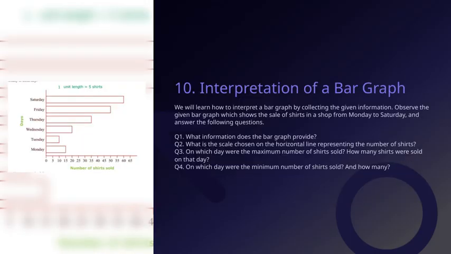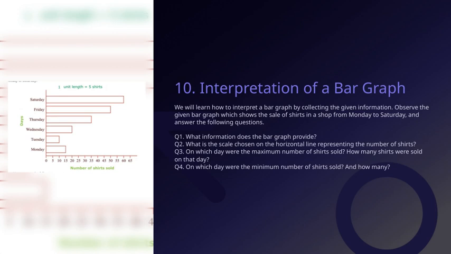Let's take a closer look at how to interpret a bar graph. When we analyze a bar graph, our goal is to understand the information it presents by carefully collecting and examining the data shown. Now, look at the given bar graph, which displays the number of shirts sold in a shop from Monday to Saturday. First, we want to identify what kind of information the graph provides. It shows us the sales figures for each day, allowing us to compare sales across the week.